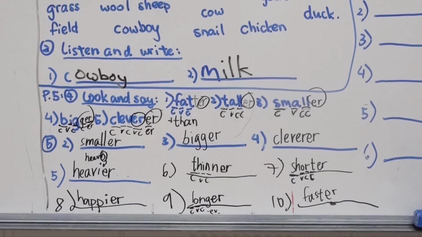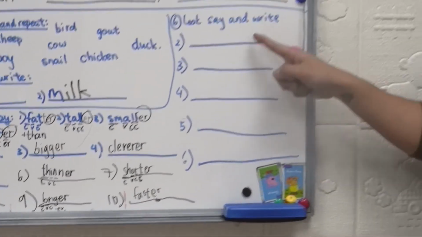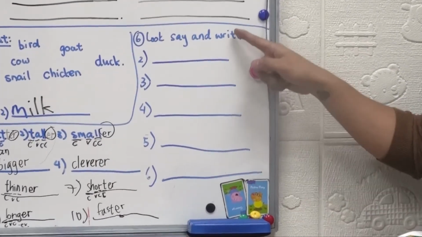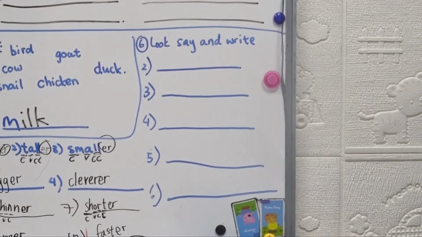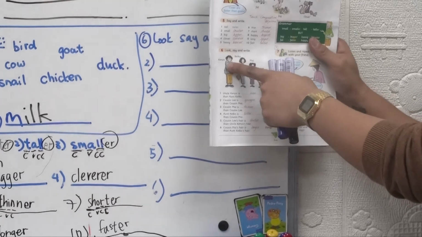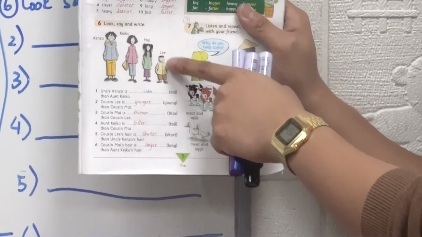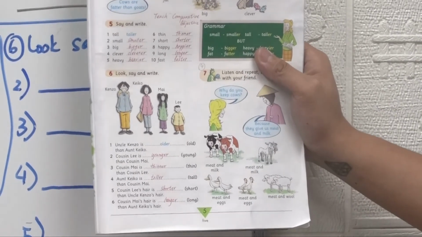Now let's go to the next part. Similar, right? We have to put down the comparative adjective, so let's read the sentences together. We have a picture here. We have Kenzo, Keiko, Mai, and Lee.